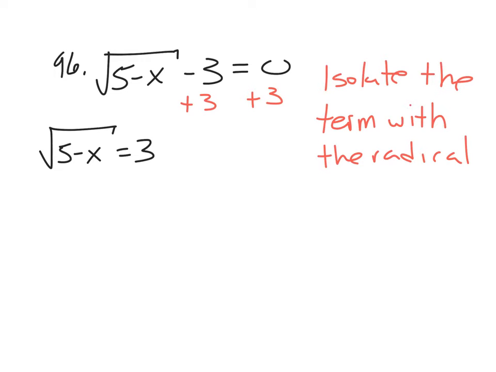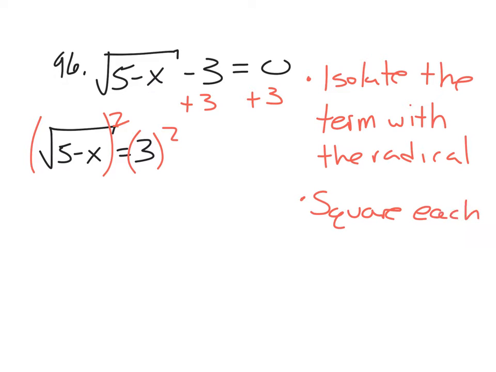All right, now the next thing is, what is the inverse operation of square rooting? Squaring. So then we're going to square both sides. And it is important to square both sides. Okay, so this is the first step. The second step is to square each side. Side being important.